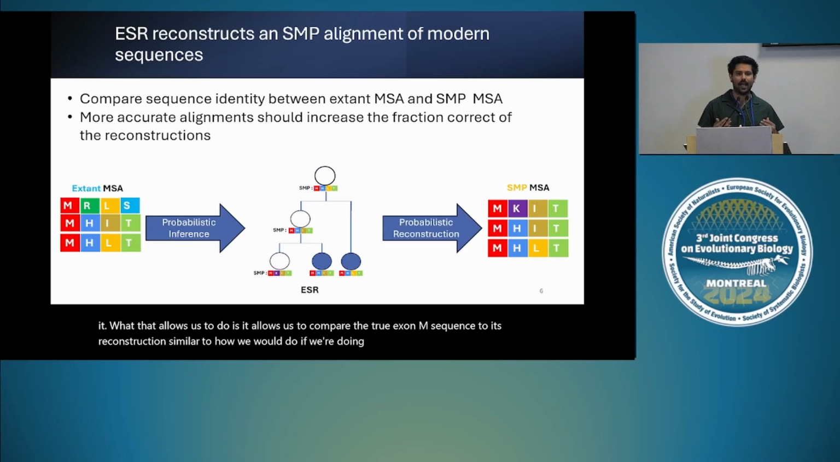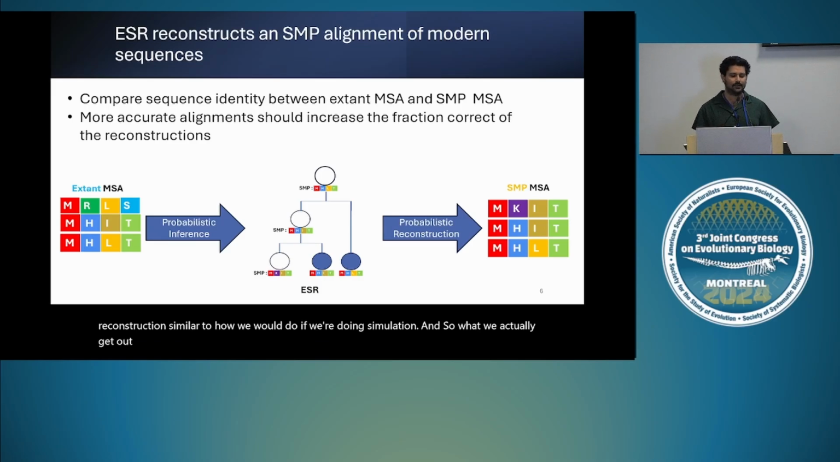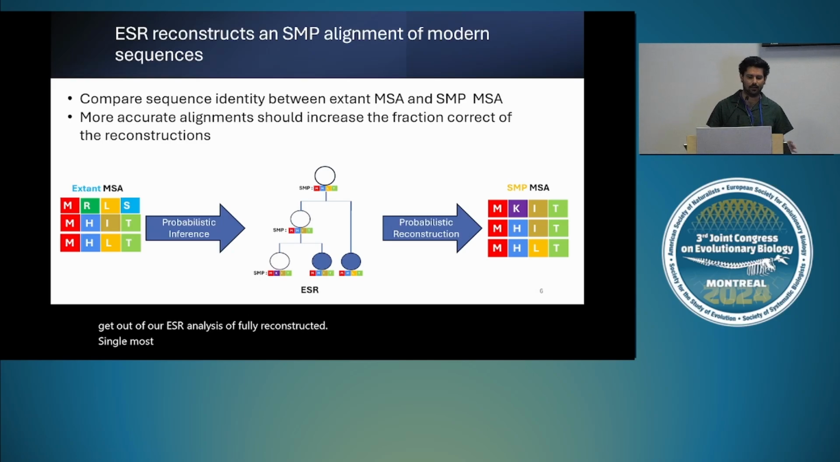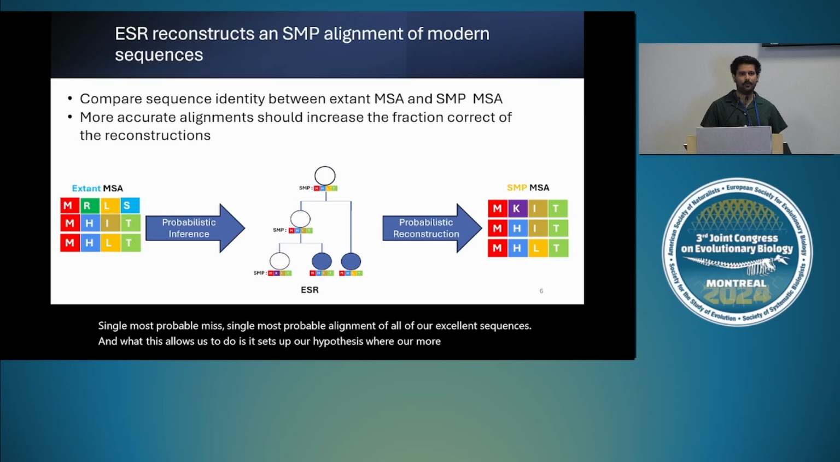And so what we actually get out of our ESR analysis is a fully reconstructed single most probable alignment of all of our extant sequences. And what this allows us to do is it sets up our hypothesis where our more accurate extant alignments should result in SMP MSAs that have a higher fraction correct.